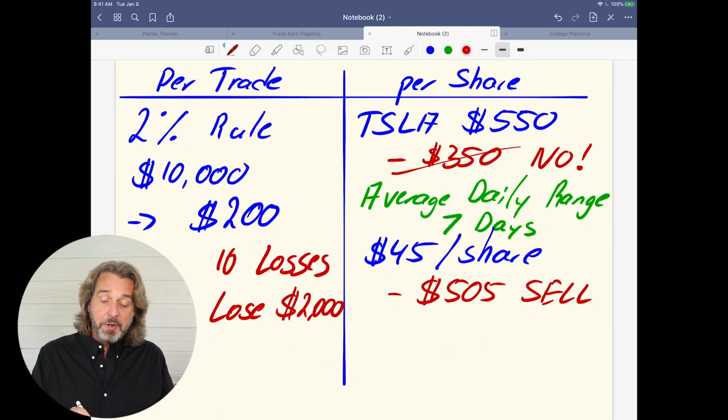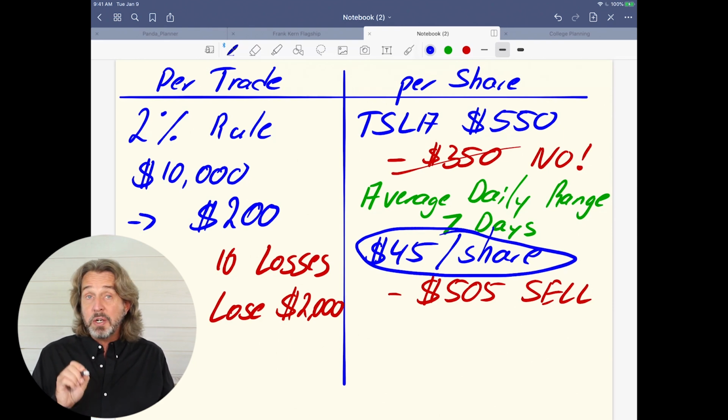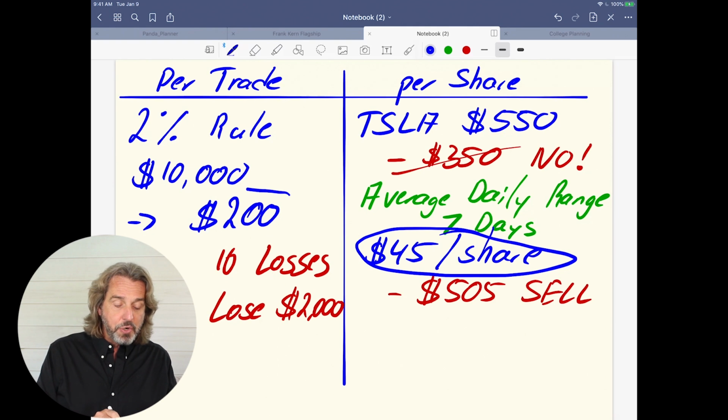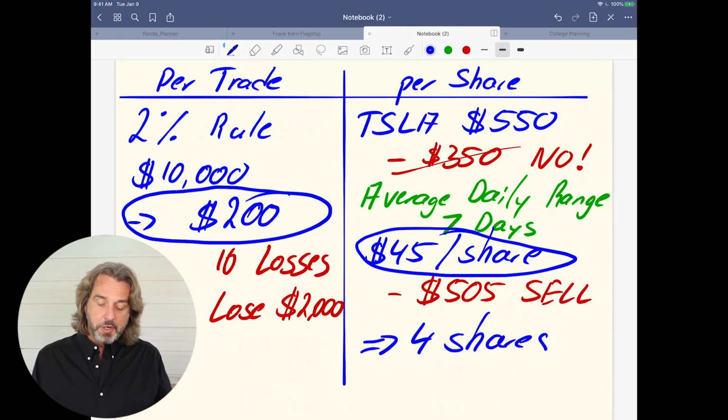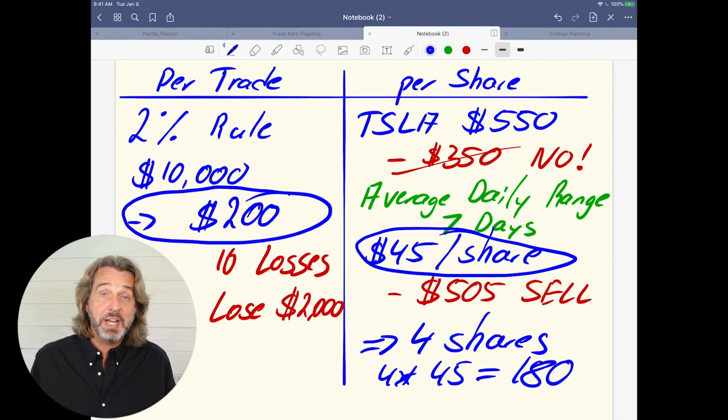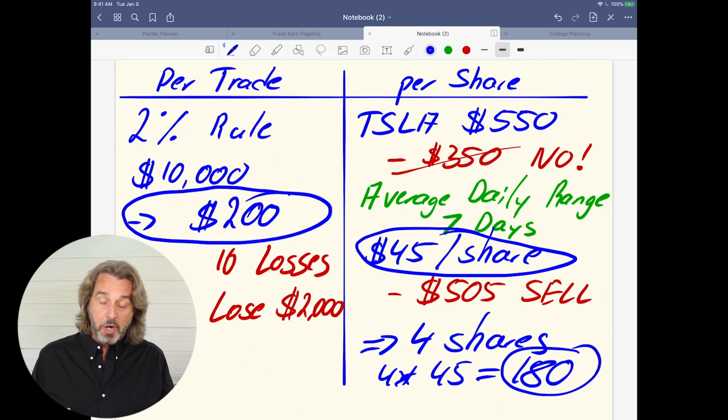However, if we want to risk $45 per share, and now we also want to overall risk $200 per one trade, per this Tesla trade, how many shares are we allowed to trade? You get the idea? We take the $200 and now divide it by 45. So this means that we can trade 4 shares of Tesla, because 4 times 45 means that we are risking $180 overall on this trade.